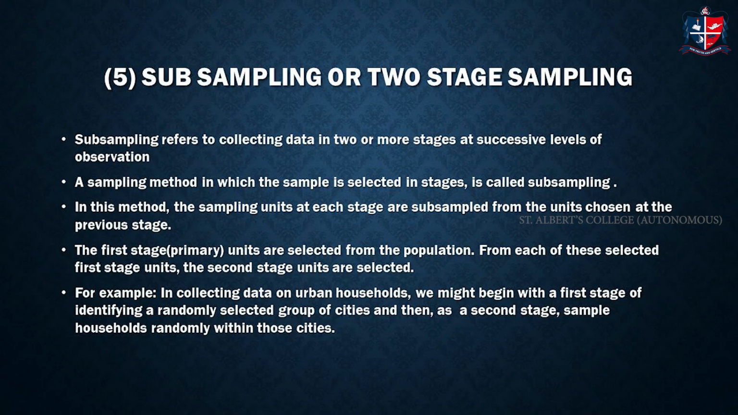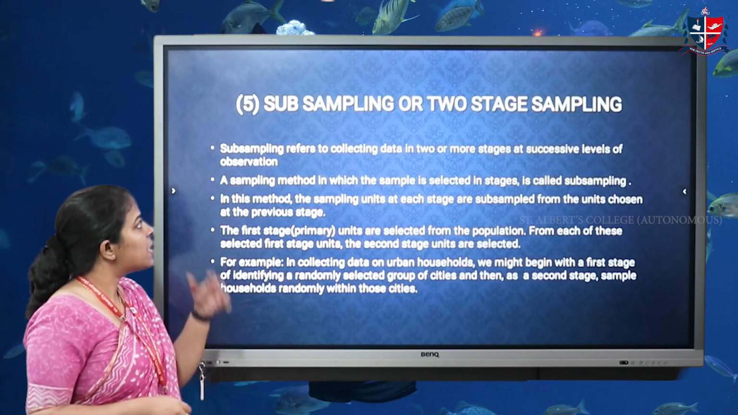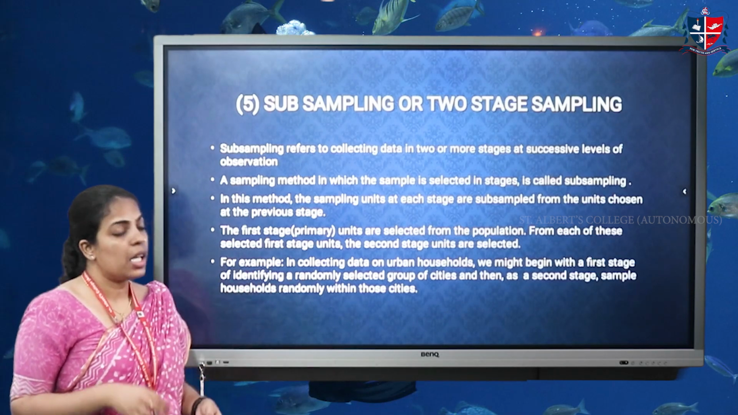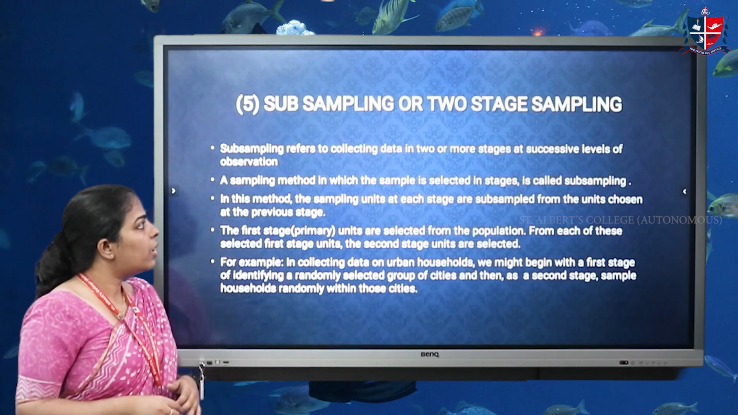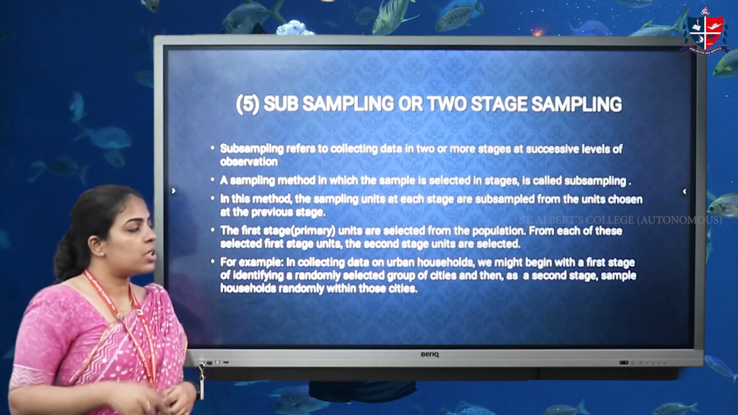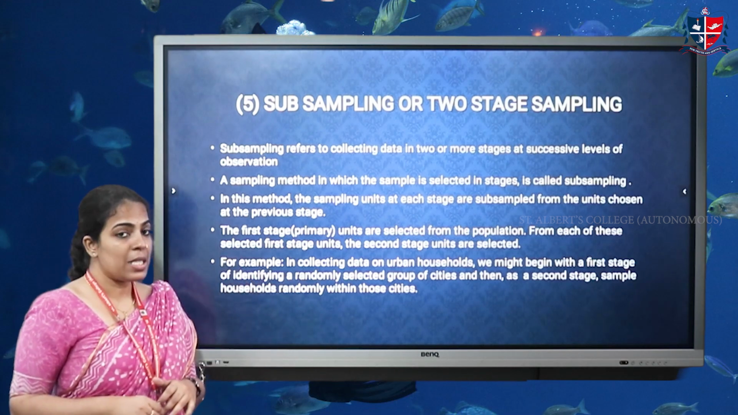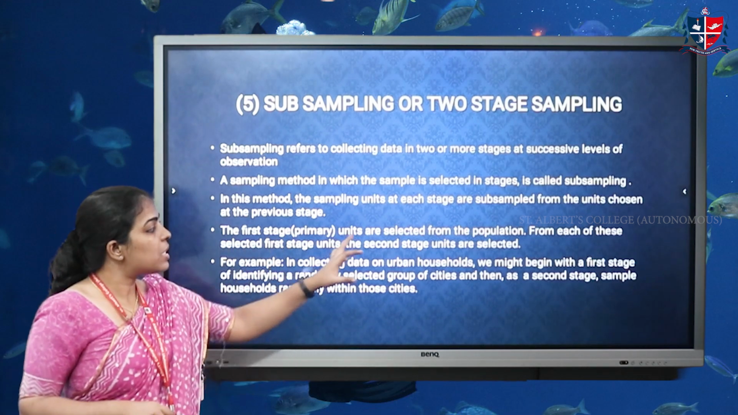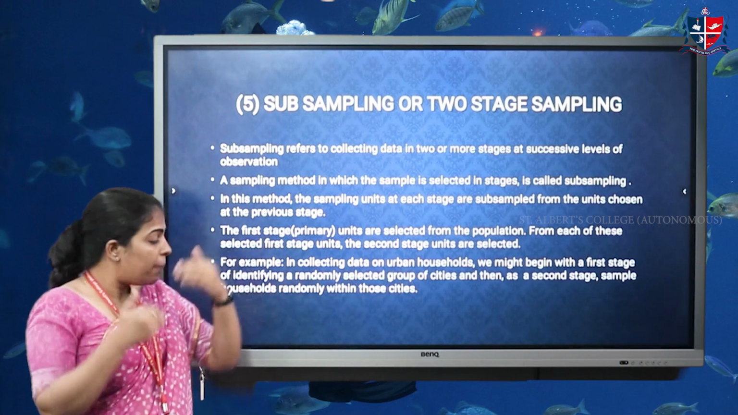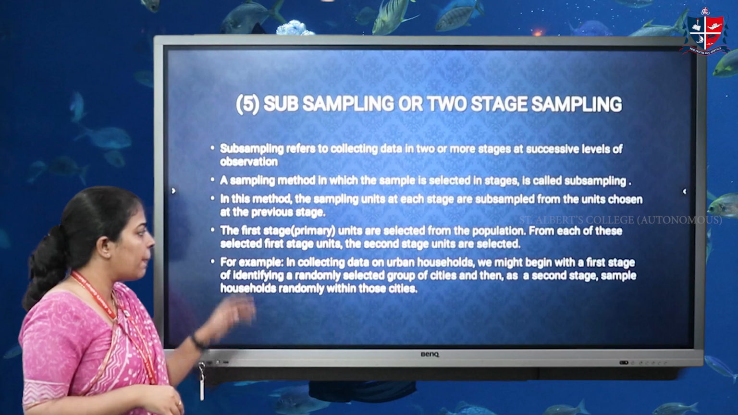Now, the fifth one is subsampling or two-stage sampling. As the name denotes itself, subsampling refers to collecting data in two or more stages at successive levels. A sampling method in which a sample is selected in stages is called subsampling. In this method, sampling units at each stage are subsampled from the units chosen at the previous stage. The first stage or primary units are selected from the population, and from that first stage, we further do the second stage of sampling.